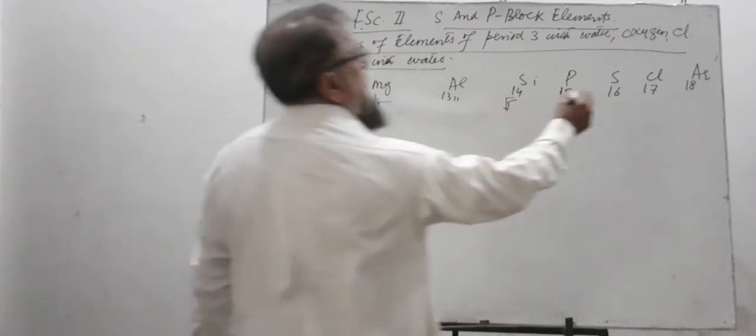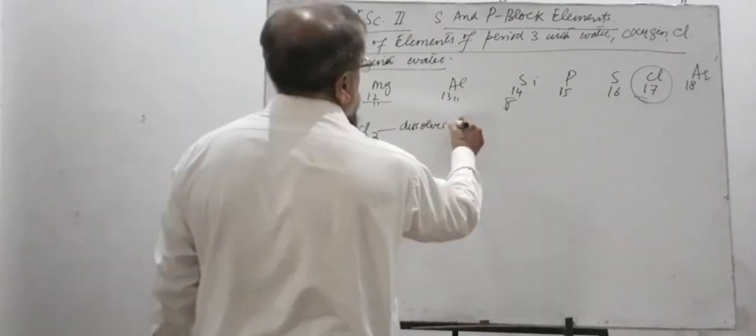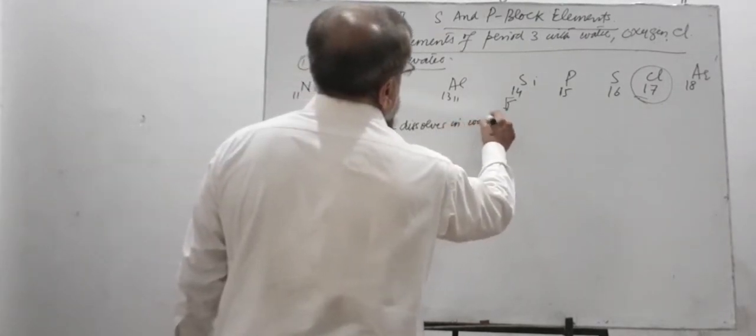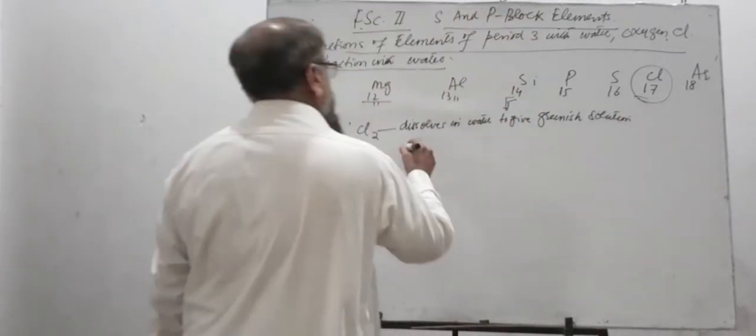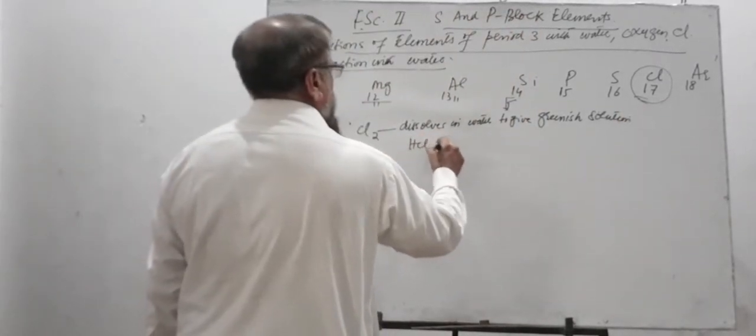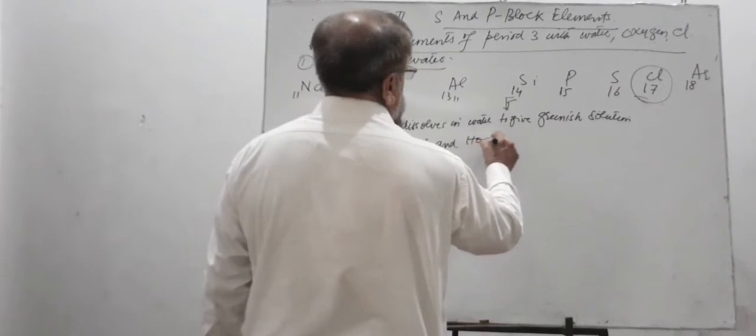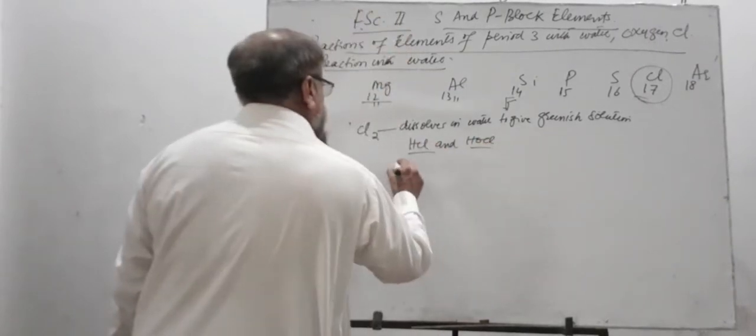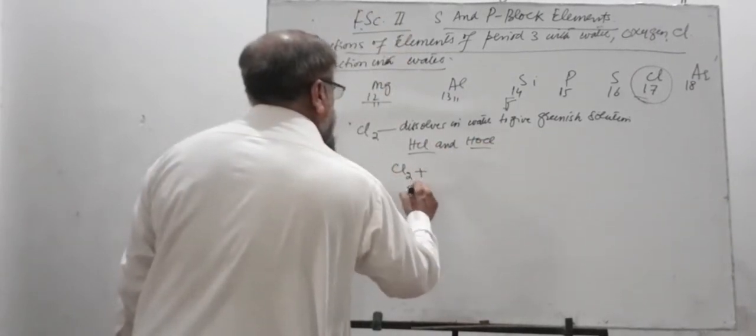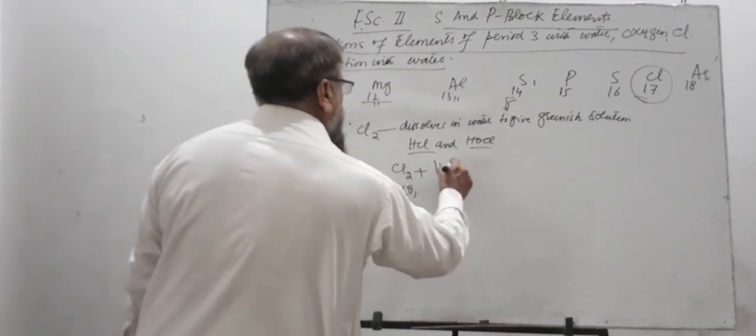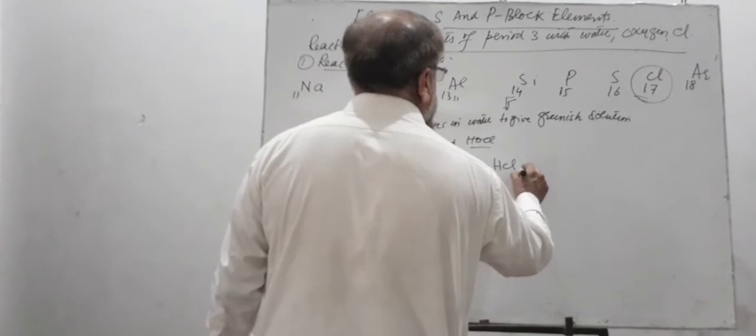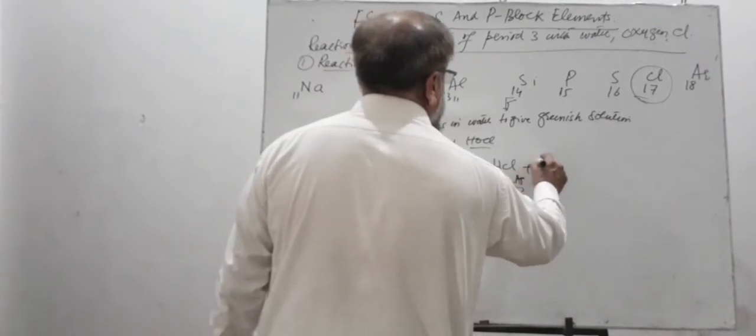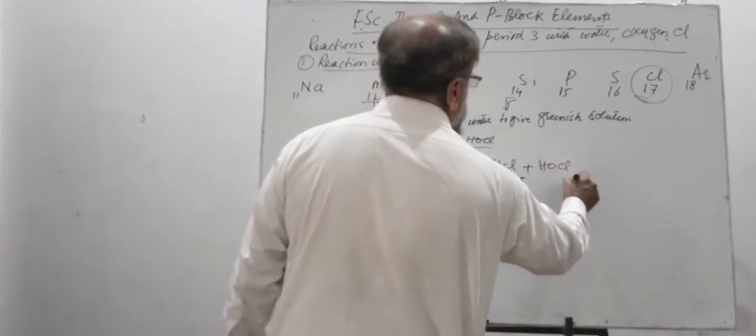Chlorine gas dissolves in water to give a greenish solution containing hydrochloric acid and hypochlorous acid. The reaction is Cl2 gas plus water liquid. We get a mixture containing HCl in aqueous solution and HOCl in aqueous solution.